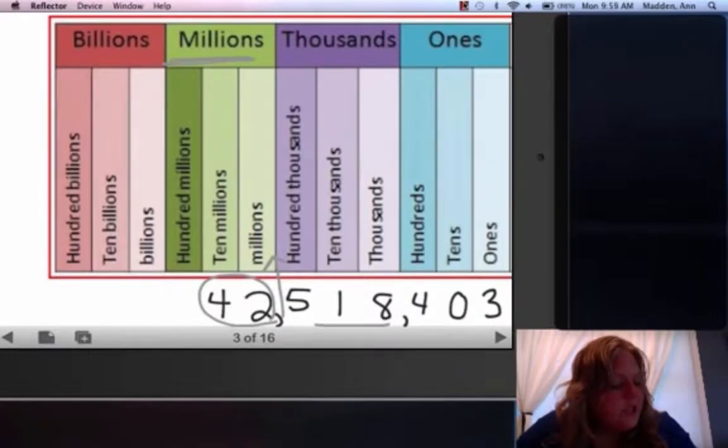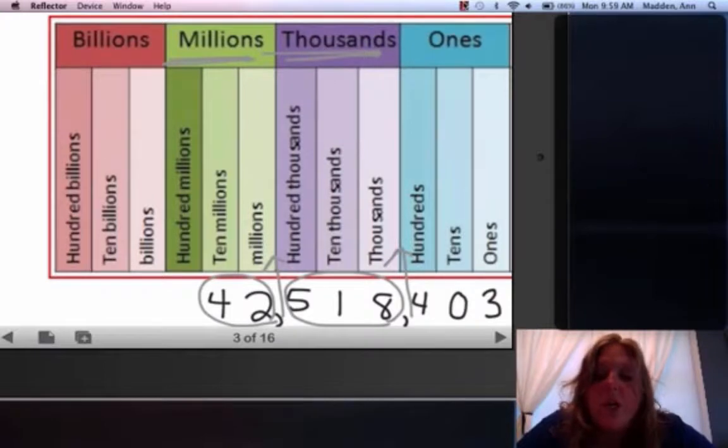My next section here is 518. So I say 518. I just ended the thousands period with that comma, so I say thousand. So it'd be 518,000. And then my last numbers are 403. So that whole number written out would be 42,518,403.